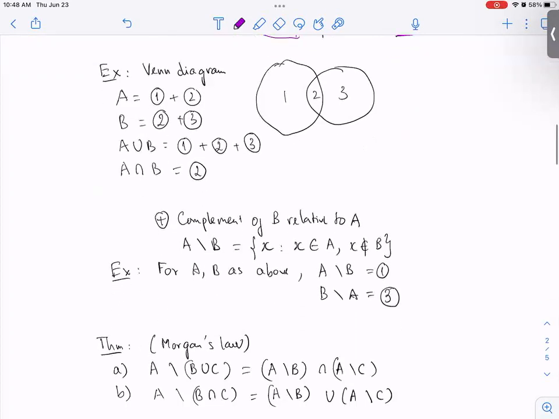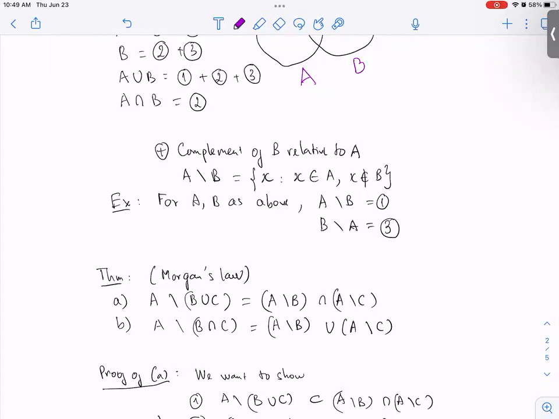So to have some visualization about these operations, we use what is called a Venn diagram. For the Venn diagram here, the set A consists of part 1 and part 2, and the set B consists of part 2 and part 3. Then the union of A and B is a set that consists of part 1, part 2, and part 3. And then the intersection of these two sets is just part 2. That is the common part between these two sets A and B.